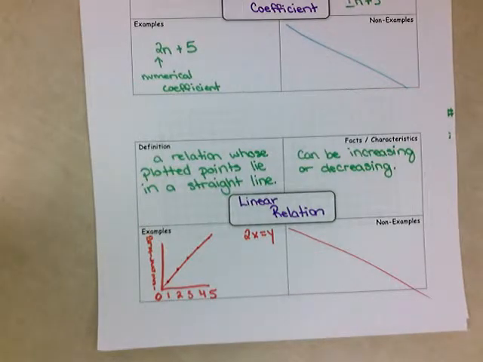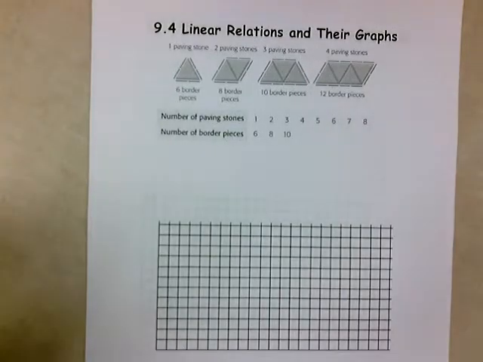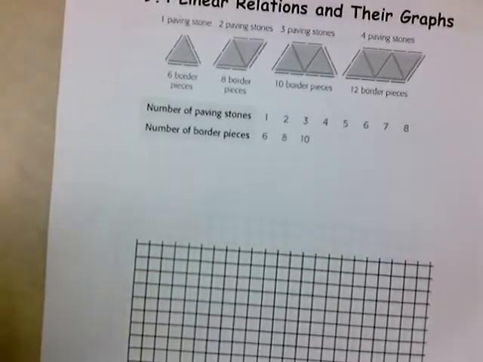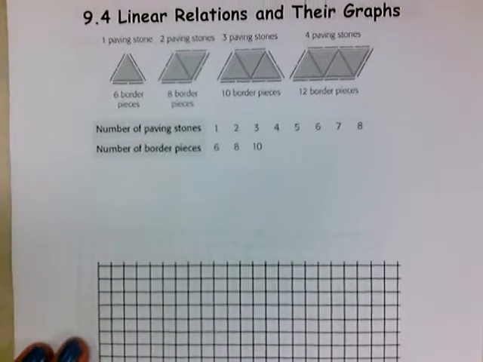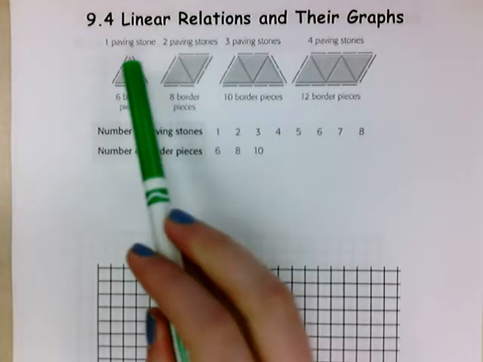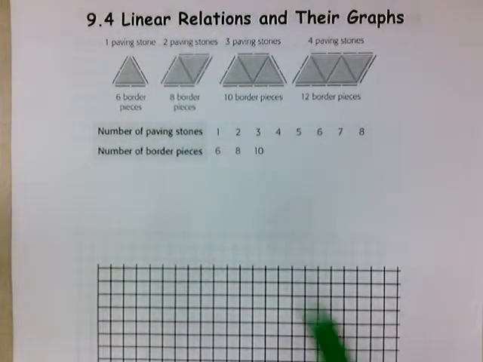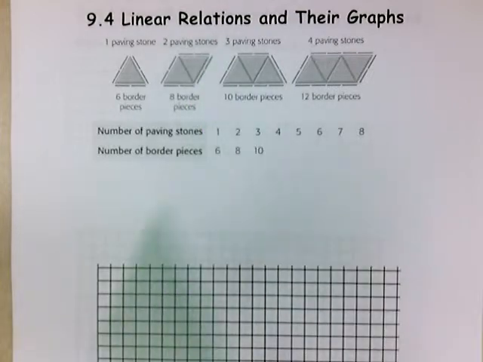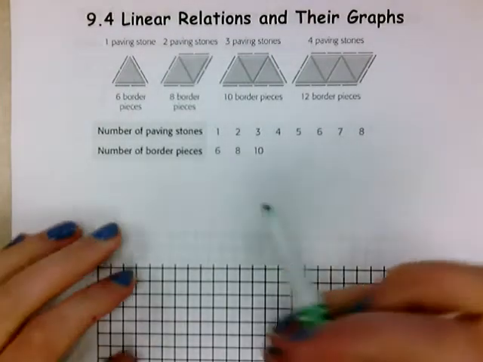All right, so then flip to lesson 9.4, linear relations and their graphs. Let's see if I can get that a little closer for you. All right, so in this example, they have, again, 4 different figures, and we're counting the number of paving stones, which are these triangles, and the number of border pieces. So these little, they almost look like toothpicks around the outsides. And they've already created your table of values for you, and you just need to fill it out.